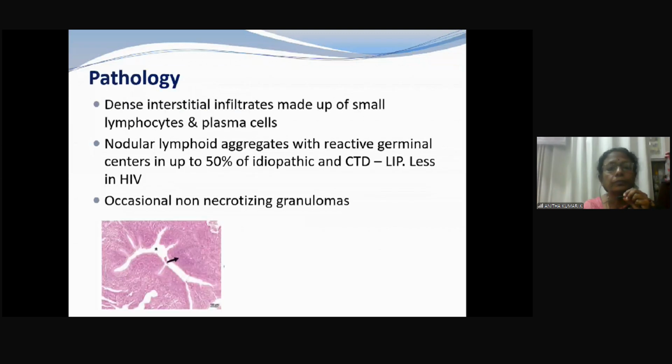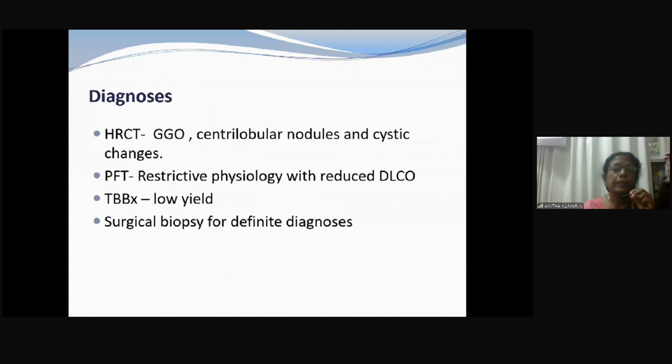Next one. So there is dense interstitial infiltrates, and these are made up of small lymphocytes and plasma cells. And sometimes you find reactive germinal centers in up to 50% of patients with idiopathic LIP and CTD LIP, but it's not seen in HIV. And occasionally non-necrotizing granulomas may be seen. Next one. So diagnosis is basically made based on the ground glass appearance, centrilobular nodules and cystic changes, with PFT showing a restrictive physiology and reduced DLCO. Transbronchial biopsy can give a low yield, and surgical biopsy may be needed for a definite diagnosis.